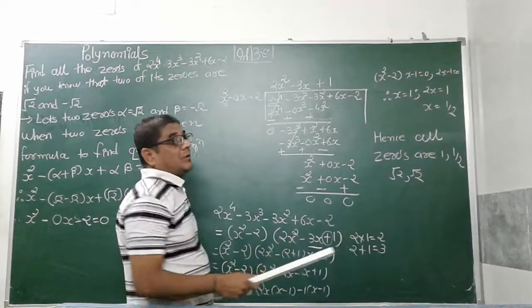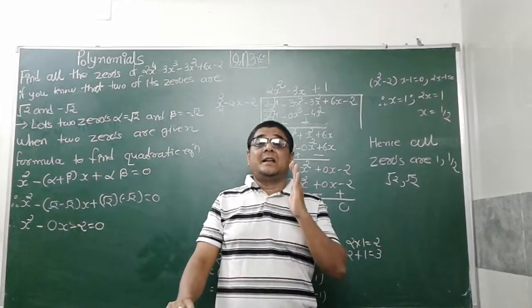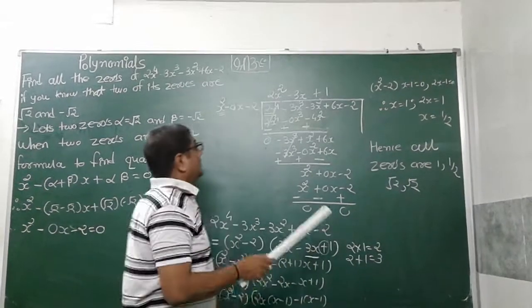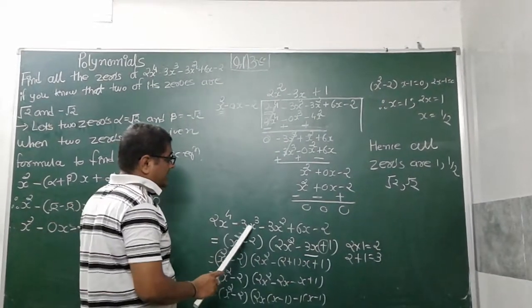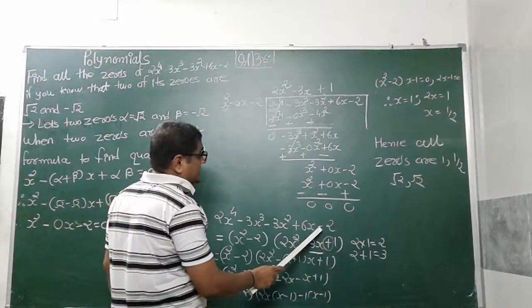Class, take care about it. When two zeros are given and you can divide it, the remainder must be 0. So that is 2x raised to 4 minus 3x raised to 3 minus 3x square plus 6x minus 2.